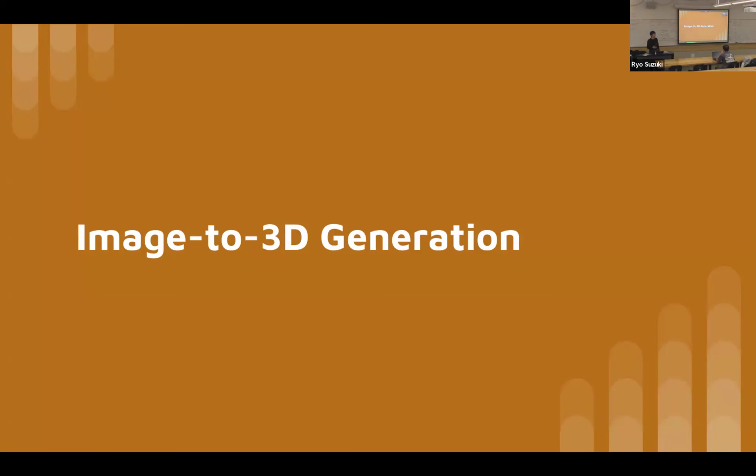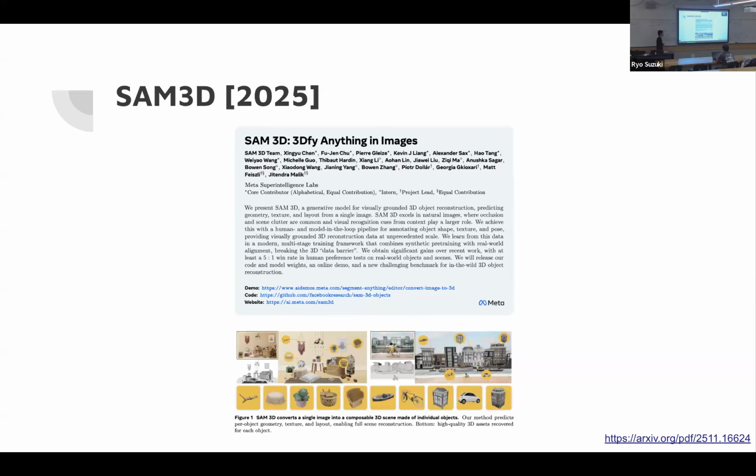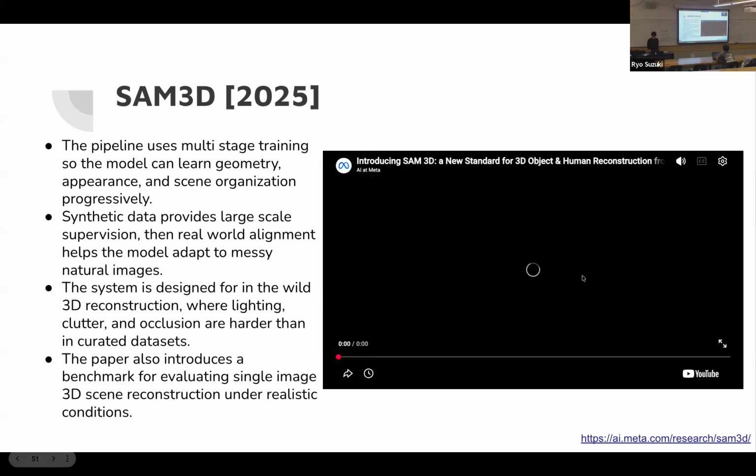So I just want to cover image to 3D generation as well as video generation, for the first 20 to 30 minutes. The state of the art image to 3D generation model is SAM 3D from Meta. SAM means Segment Anything Model. It originally started from an image segmentation model, but they used the image segmentation model to generate a 3D model. And here's a video, let me show you real quick.